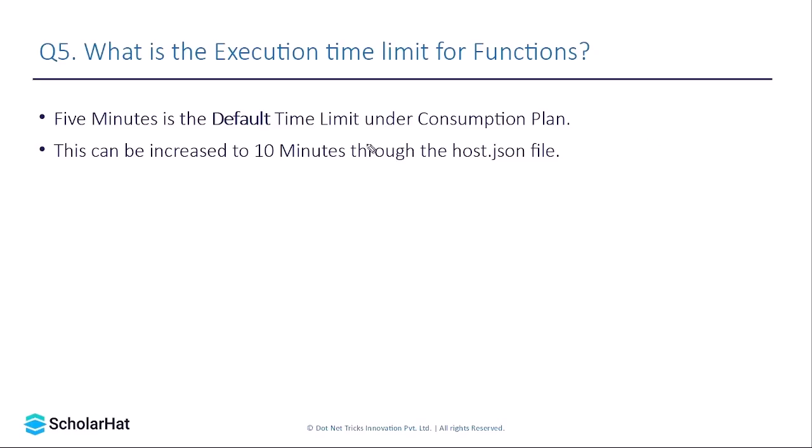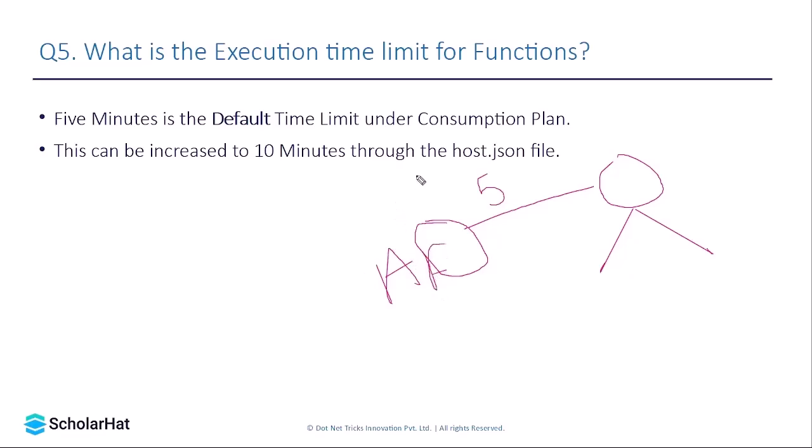What does it exactly mean? It simply means that whenever you trigger an Azure function, your Azure function should give a response to the client within a duration of 5 minutes. So if it takes more than 5 minutes, then Azure will directly disable the function. The execution time of an Azure function can be increased to 10 minutes under the consumption plan, and that can be done through the host.json file. The common interview question that can be asked under this slide is, what is the default time limit of an Azure function in the consumption plan?